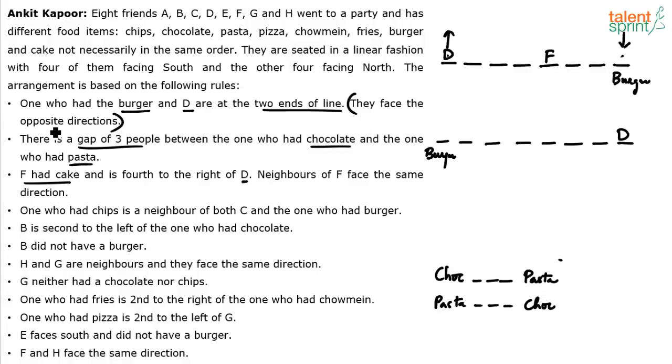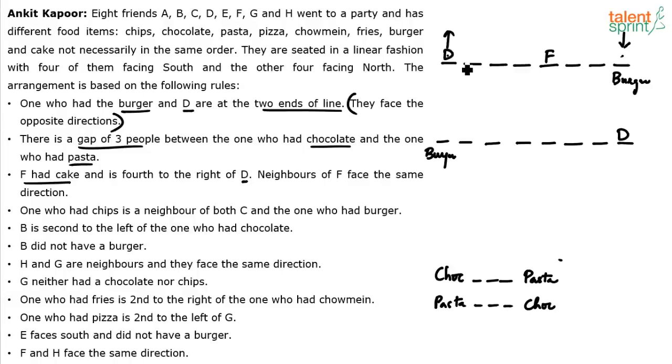And by the way, if D is facing north, this person should be facing south, because initially we knew they are facing opposite directions. So if D is facing north, this person should be facing south. Why did we conclude that D is facing north? Because he says F had cake and he's fourth to the right of D. So F has to be on the right of D. The only way is F can come on this side.